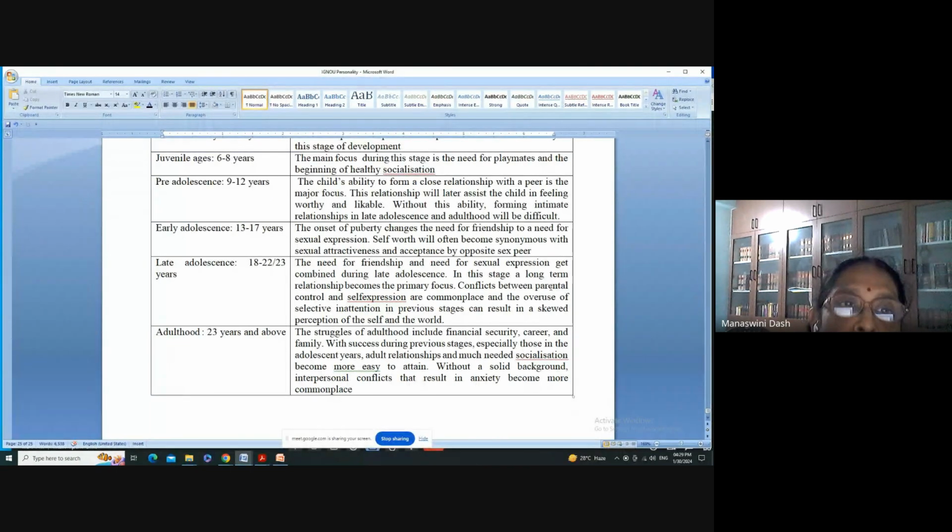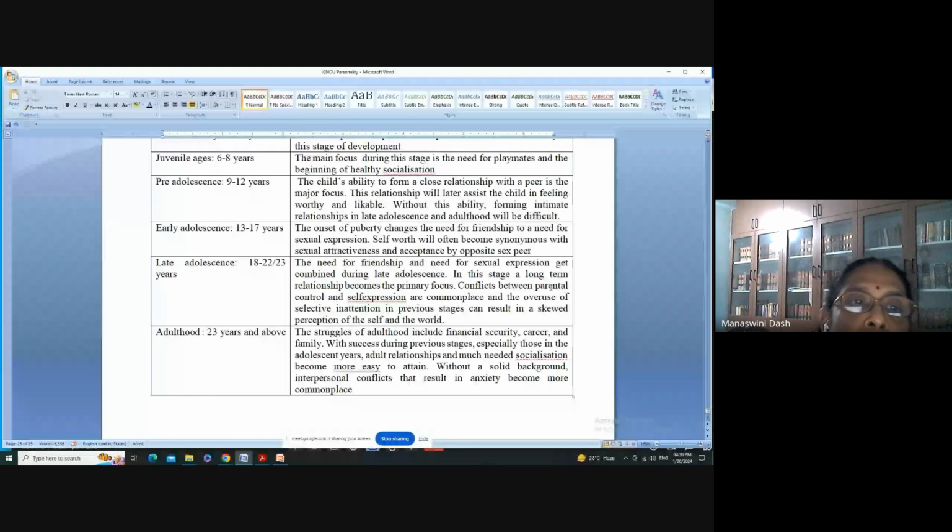Fourth stage is pre-adolescence, which lasts from 9 to 12 years. The child's ability to form a close relationship with a peer is the major focus. The child needs close relationships in order to feel worthy and likable. Without this ability, the child will face difficulty in forming intimate relationships during late adolescence and adulthood.